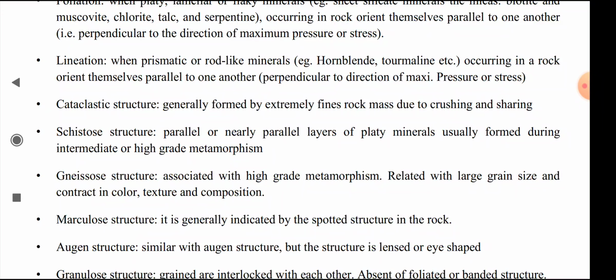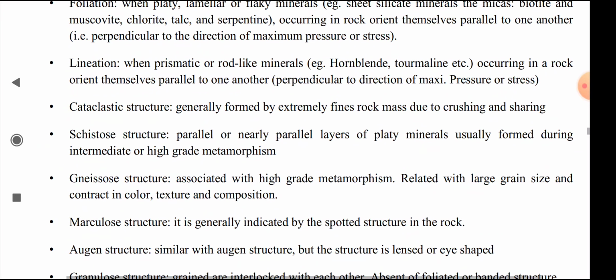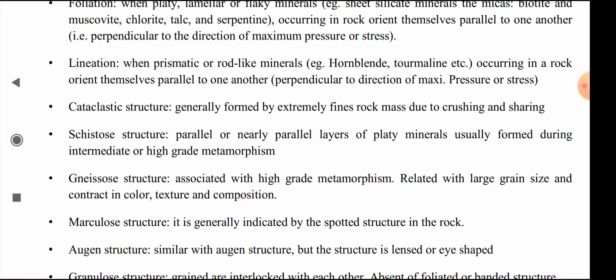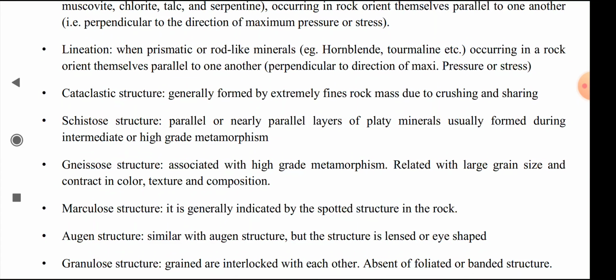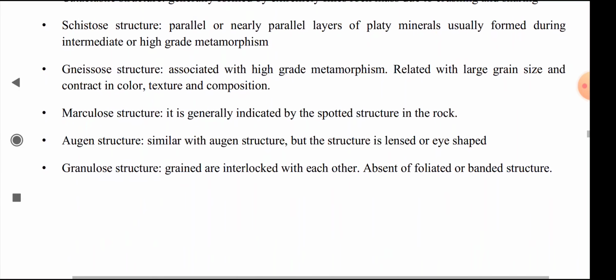Cataclastic structure. Cataclastic structure is generally formed by extremely fine rock mass due to crushing and shearing. Banded structure: parallel or nearly parallel layers of platy minerals, usually formed during intermediate or high grade metamorphism. Gneissic structure is associated with high grade metamorphism, related with large grain size and contrast in color, texture, and composition.